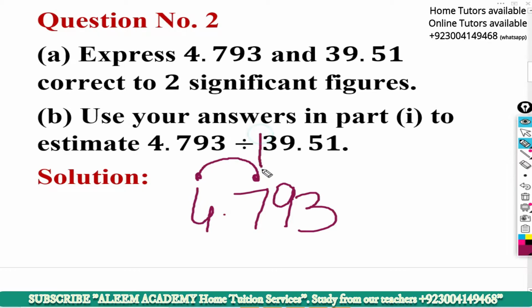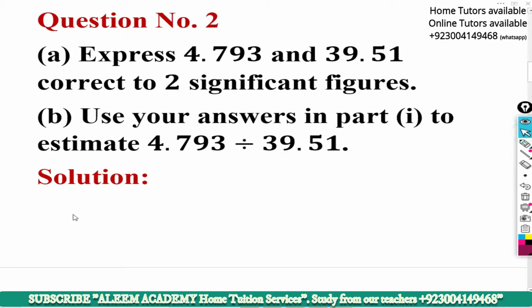Okay, so this second number, this 7, will be rounded off. So see what is coming after 7. After 7 we have 9, and 9 is greater than 5, so we will add 1 to 7, and this will become 4.8. Alright, let's write down the answer. The answer for the A part is 4.8.